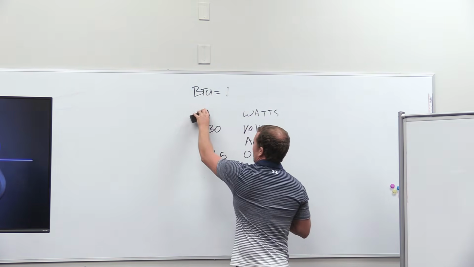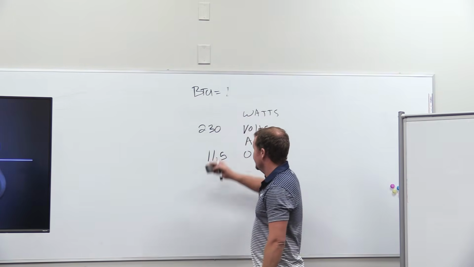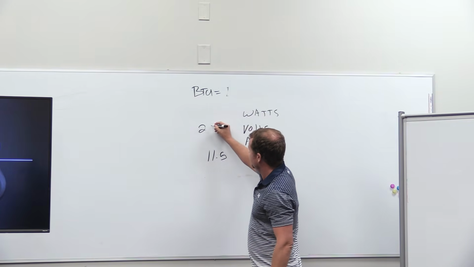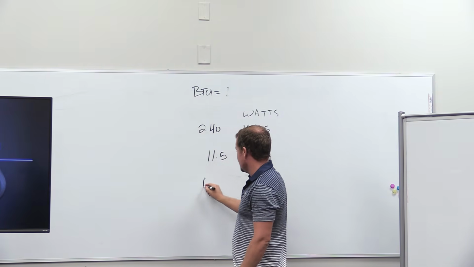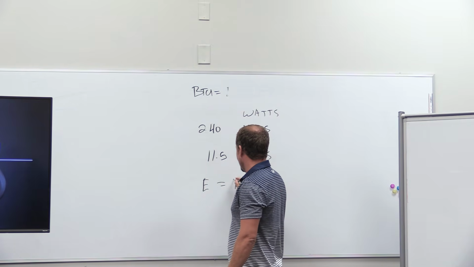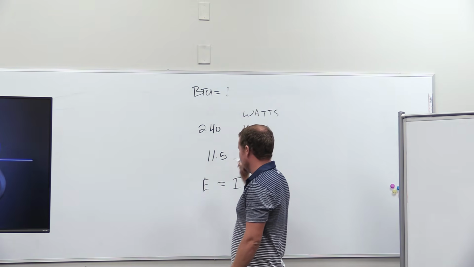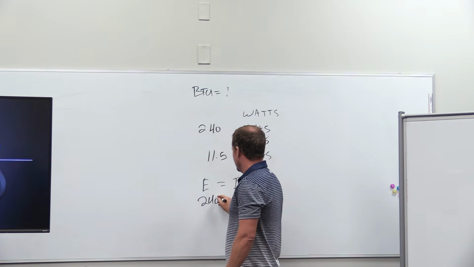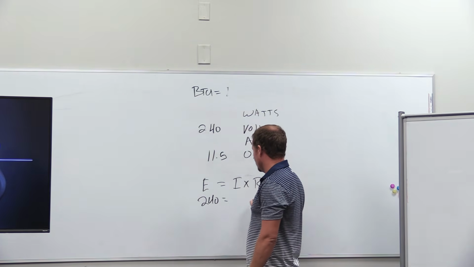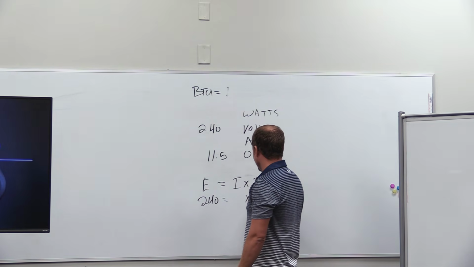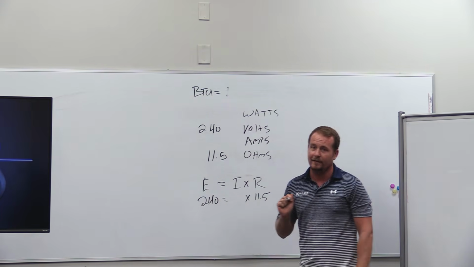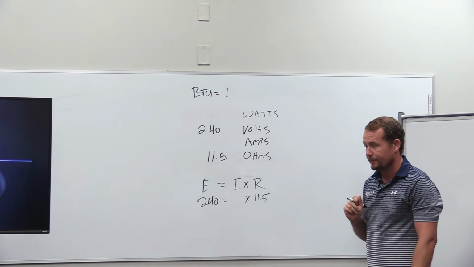We're left with whatever our input voltage is, which we measure, so we're going to say that goes up to 240. Right? E equals I times R. So we know E, 240, equals blank, question mark, times 11.5. So now we divide 240 by 11.5. What do we come up with? 20.86.